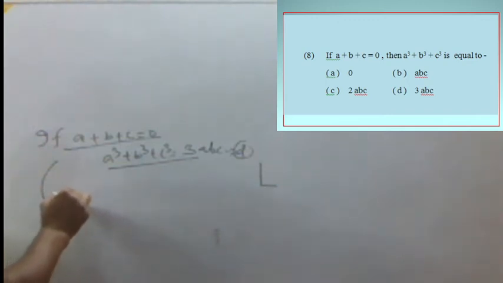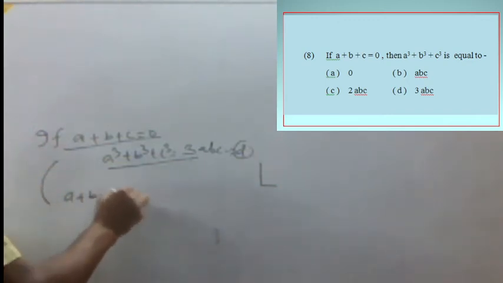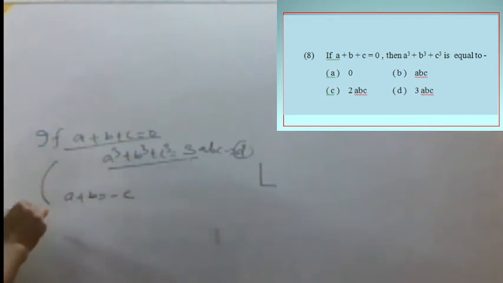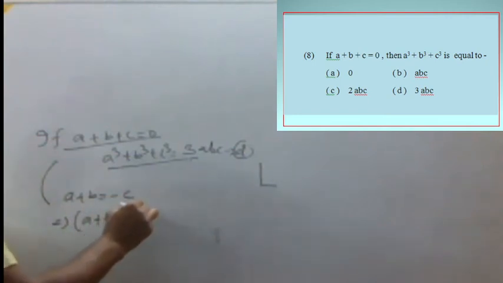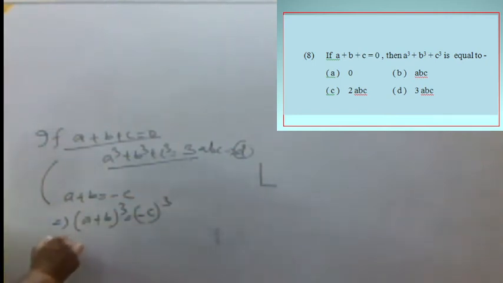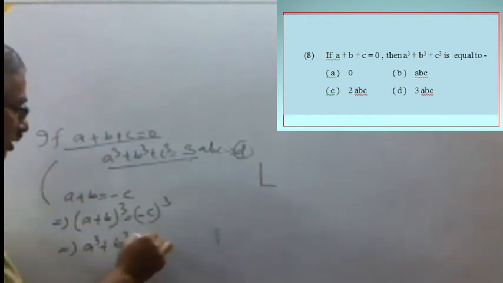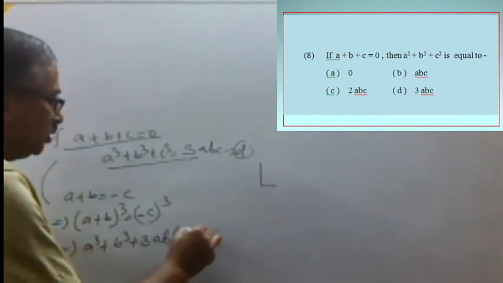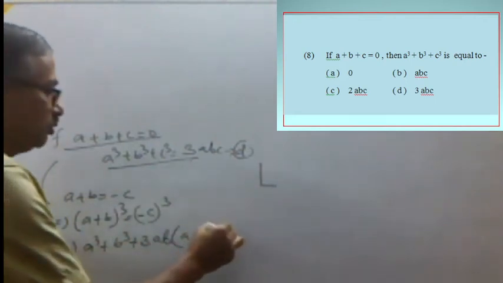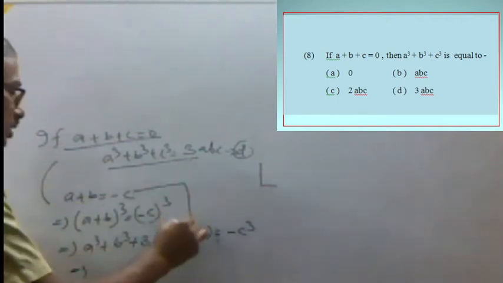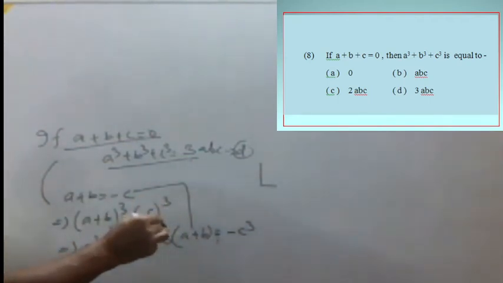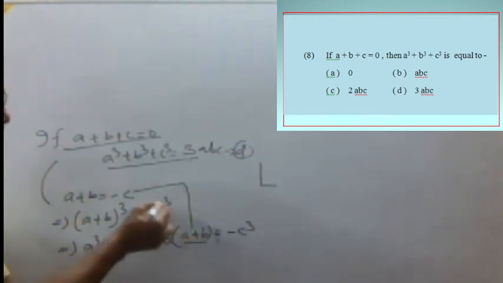Let me explain. If a plus b plus c equal to 0, a plus b can be written equal to minus c. Taking cube on both sides, a plus b whole cube equal to minus c whole cube. So now we know a plus b whole cube is a cube plus b cube plus 3ab into a plus b, equal to minus c whole cube, which is an odd power, so this is minus c cube. Now a plus b equal to minus c, so we will replace the value of a plus b by minus c.